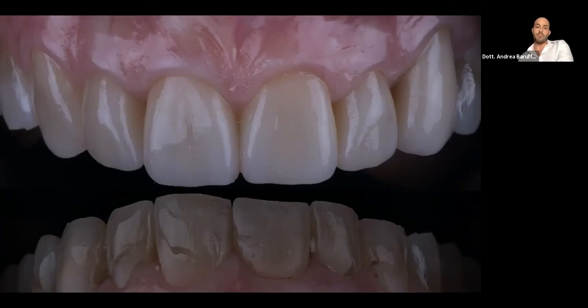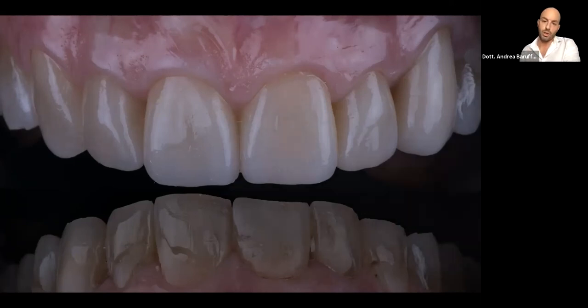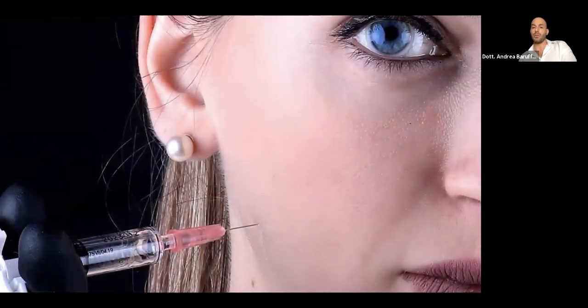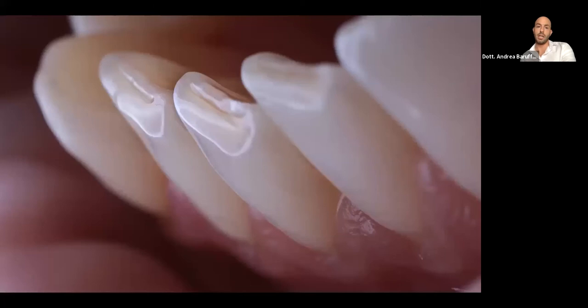And in this case, probably the best treatment for her would have been Botox to the masseter, which would also address the prevalence of the masseter.